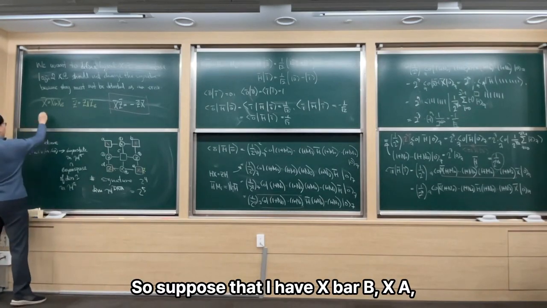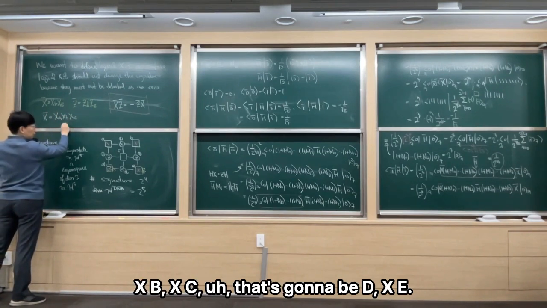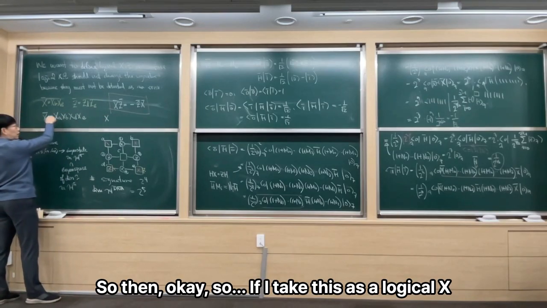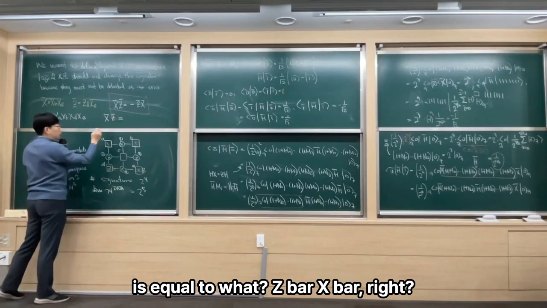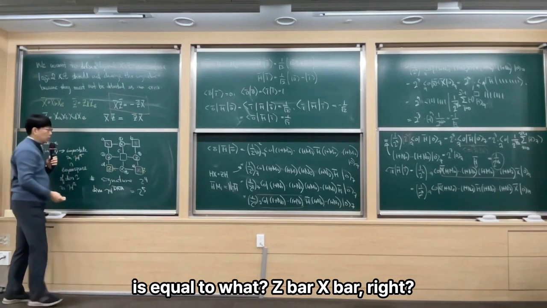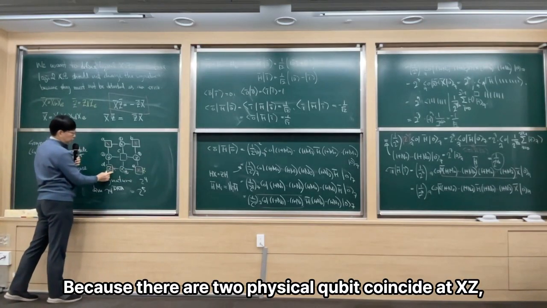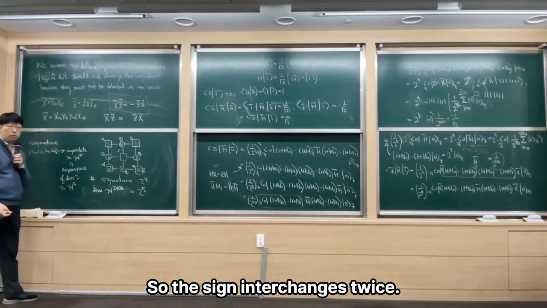Suppose I have X bar to be X_A X_B X_C X_E. If I take this as a logical X and this as a logical Z, X bar Z bar is equal to what? Z bar X bar, right? Because there are two physical qubits where the Z gate and X gate coincide, so the sign interchanges twice.